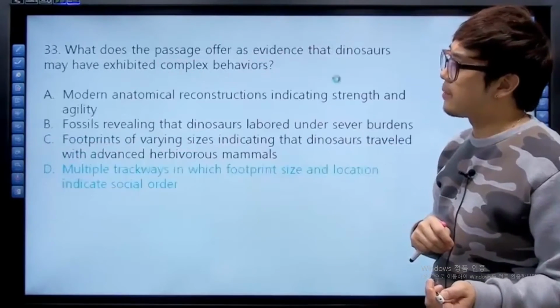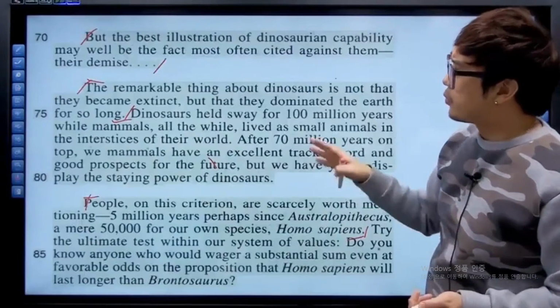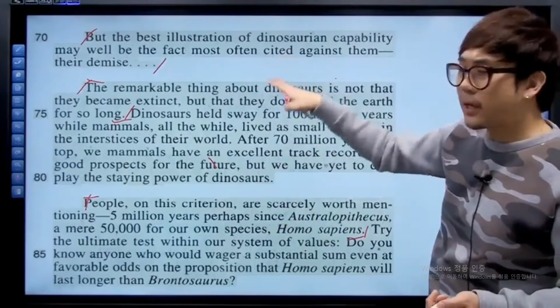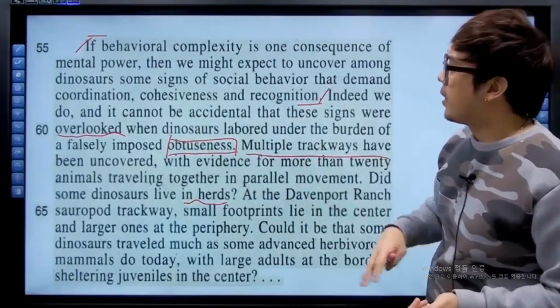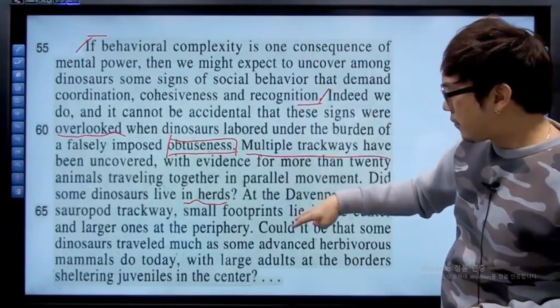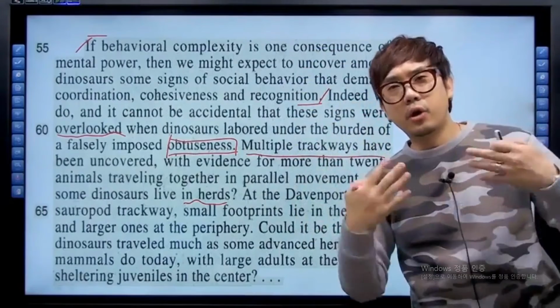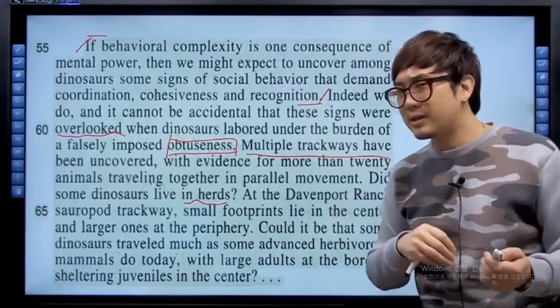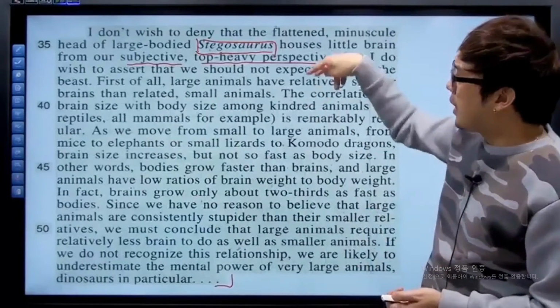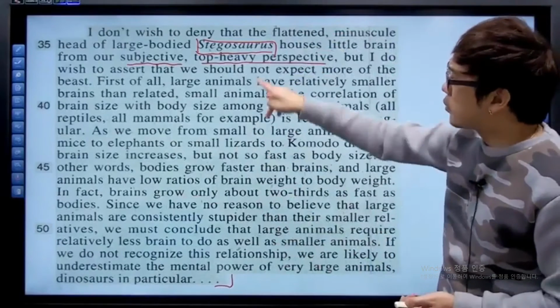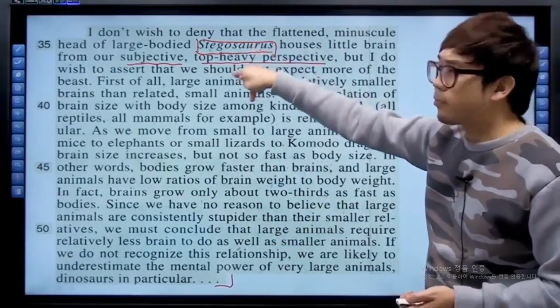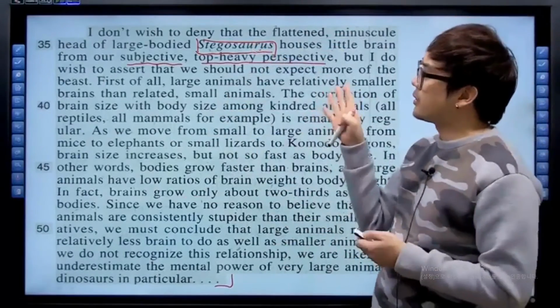Let's go back to the passage. Where would you find that idea? Now here it's just the extinction part of it, so you won't find it. Here it's the behavioral complexities, like the herd mentality of the dinosaurs. So that's not where we're going to find it. So maybe the idea is here because we're talking about Stegosaurus and its pea brain compared to the body size. So let's see if we can find it.